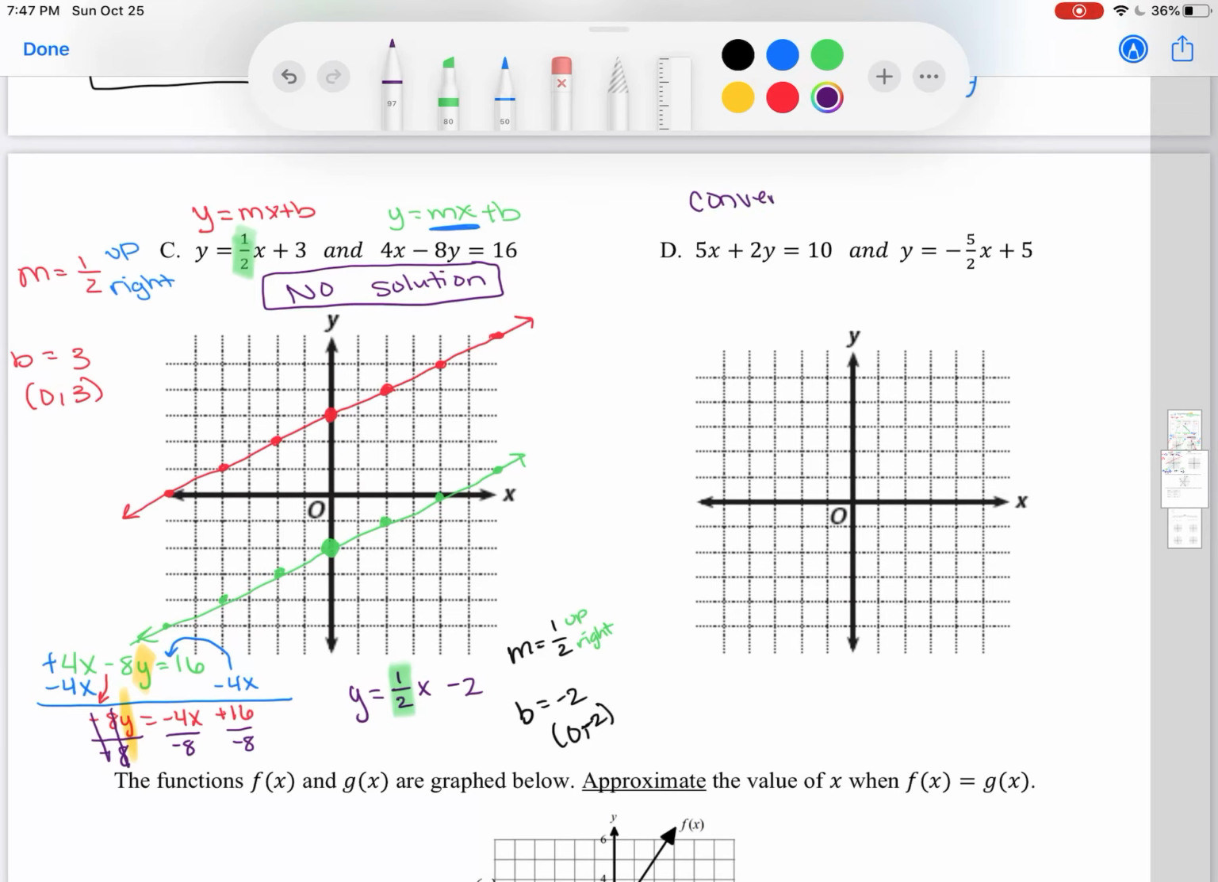Go ahead and try question D on your own. Again, you have one function, 5x plus 2y equals 10. That is not in slope-intercept form, so we first have to convert it. We have to move things around, just like you did in question C. The second part, though, is really nice because it's already in slope-intercept form, so we can identify our slope and identify our intercept. So go ahead and pause this video, try this one on your own, see what happens when you go to make your graphs, and see if you can get to a final solution.